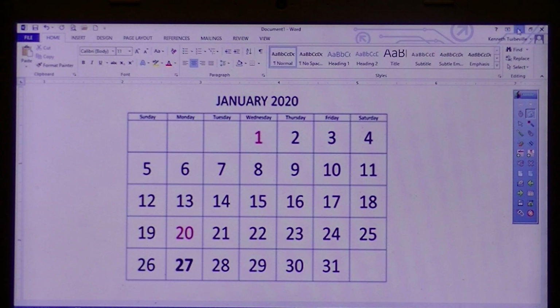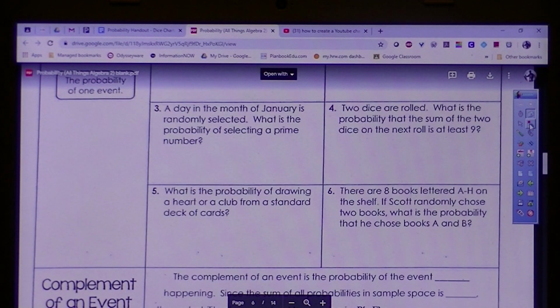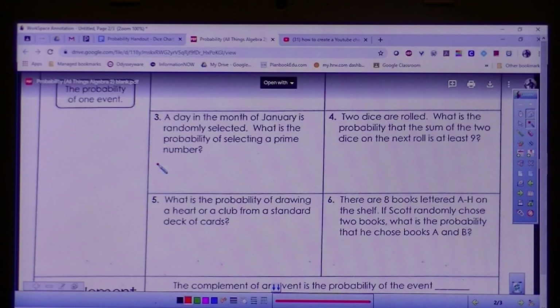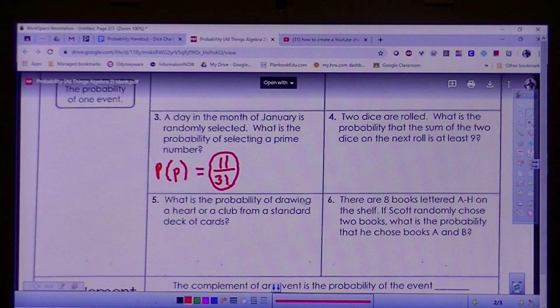So let's put that down, and here we go. So the probability of prime is 11 out of 31 possibilities, and that's as far as we can go. So that is the reduced fraction there. So a little mini lesson on prime there.